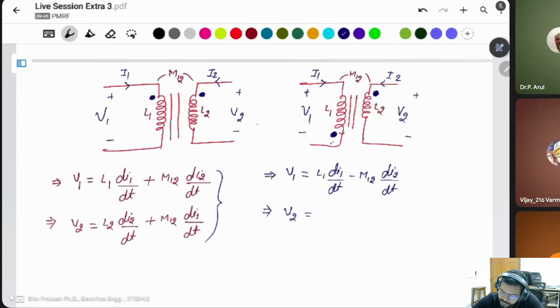Then V2 is L2 di2 by dt, minus M12 di1 by dt, because of the primary winding current. This is the combination to find the voltage. If both dot connections are the same, the polarity of the mutual inductance is positive. If the dot connection is opposite, in that case the mutual inductance is negative.